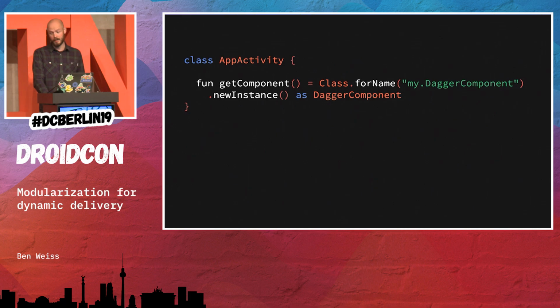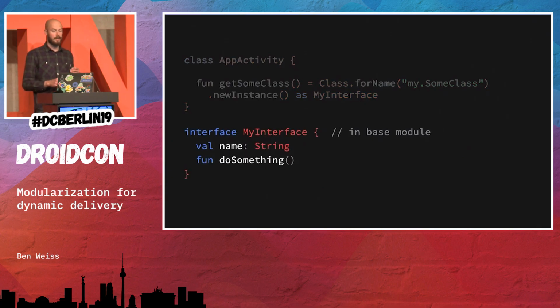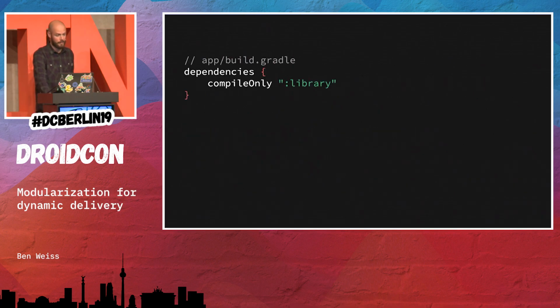Works also for anything else, like Dagger classes or some other classes that you might have. If you want to access code from this class in the base module, what you can do is have an interface in the base module that you then instantiate later on. I'll show you how that works.